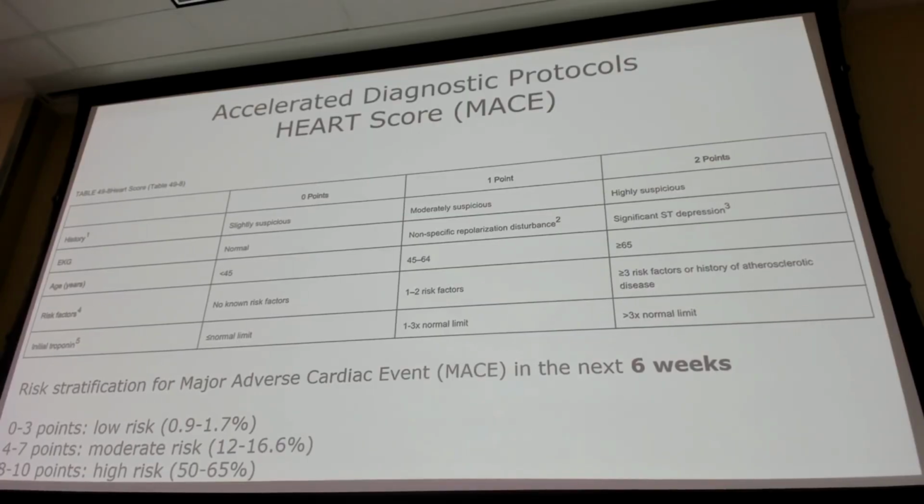And then we look at their troponin level. If they're normal, 0 points, and then we look at 1 to 3 times the normal limit or more than 3 times. Either way, if they have chest pain and an elevated troponin, we're going to admit them, and they're probably going to get a cath in the next 24 hours.